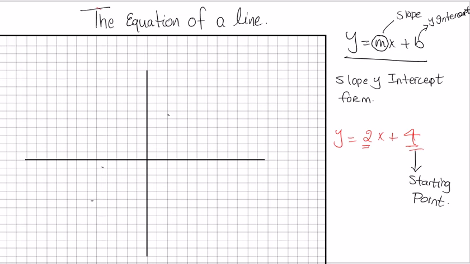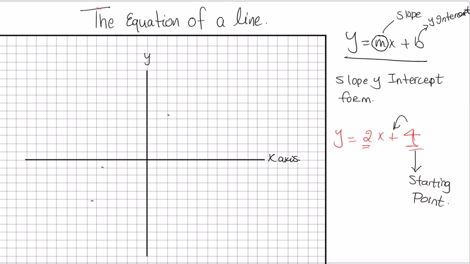This is your y-axis and this is your x-axis. As we call it the y-intercept, that means this point is somewhere on the y-axis. Where it is depends on this sign. If it's positive, it will be on the positive axis. If it's negative, it will be somewhere down here.